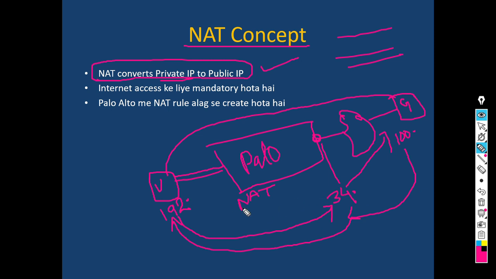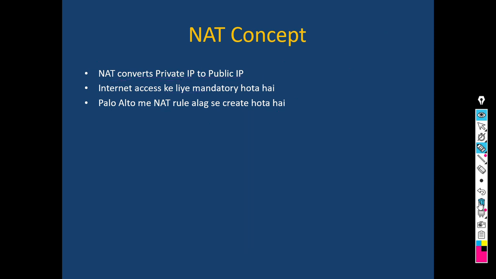So NAT plays an important role when a user tries to access or go onto the internet. Again, this is mandatory for internet access. So we need to create the NAT rule separately. Apart from the security policy and all, we need to create the NAT rule if we want to allow traffic over the internet. So let's move on to the next slide.